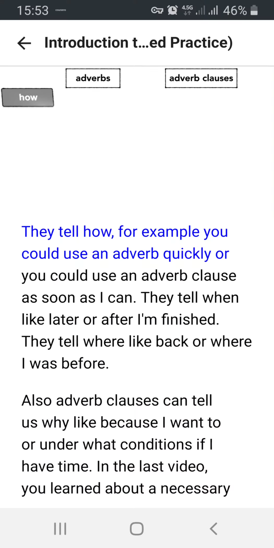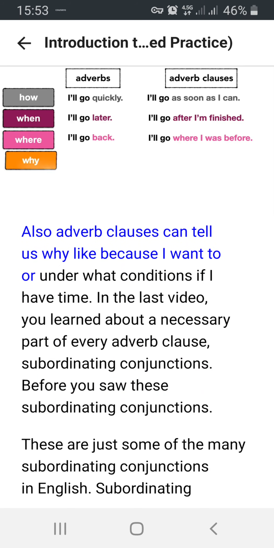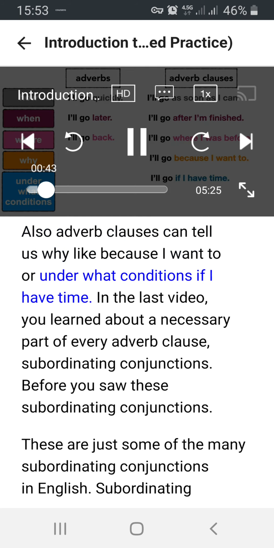They tell how. For example, you could use an adverb, quickly, or you could use an adverb clause, as soon as I can. They tell when, like later or after I'm finished. They tell where, like back or where I was before. Also, adverb clauses can tell us why, like because I want to, or under what conditions, if I have time.